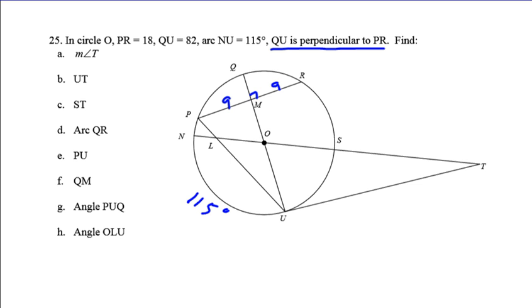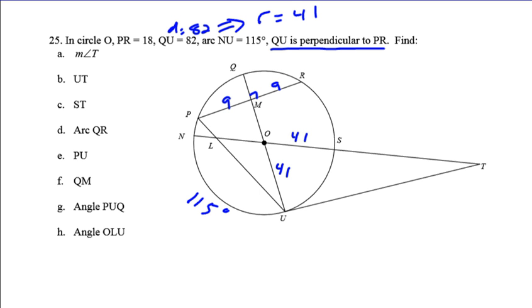And QU, the diameter, which means the radius, is 41. And that's the number I care more about. So let me put in the radii here, 41, 41. And NO is also 41, but let's come back to that one.